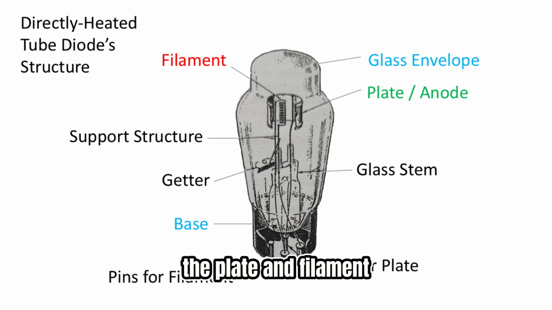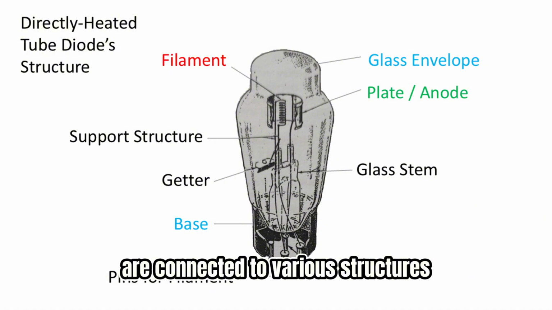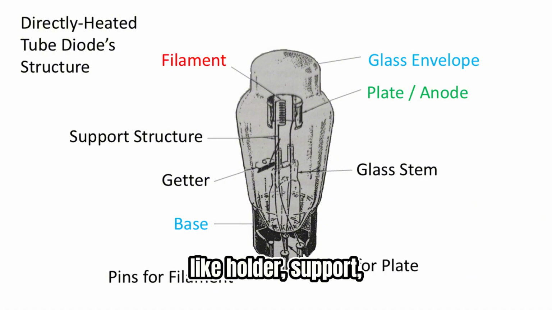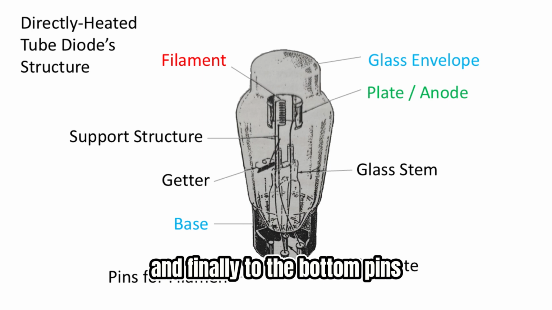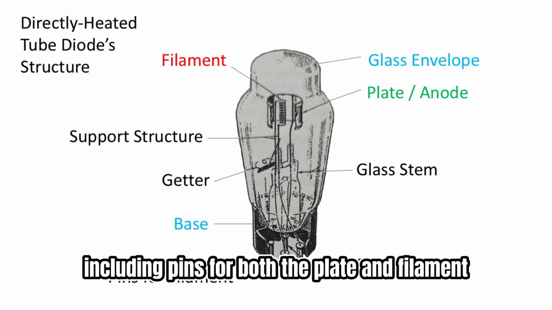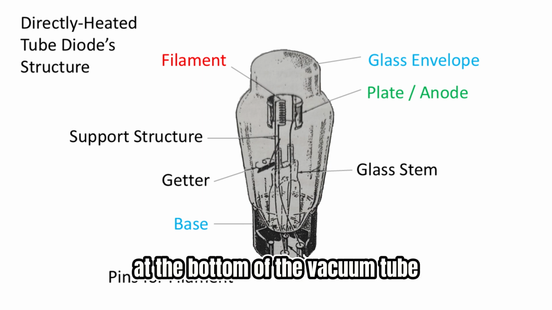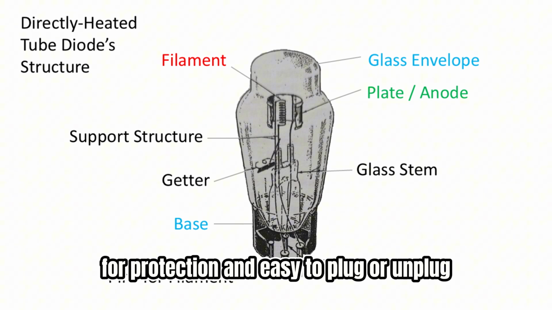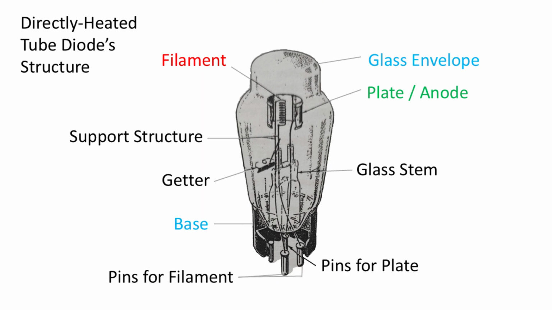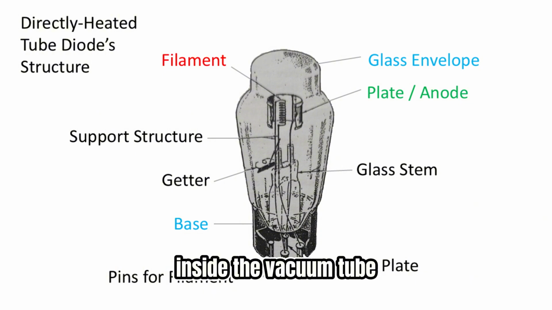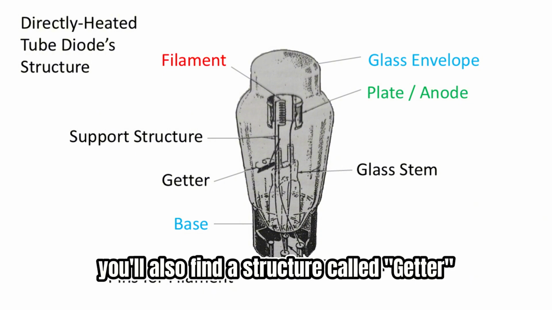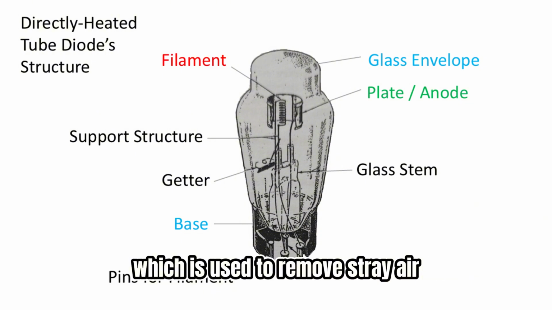The plate and filament are connected to various structures like holder, support, and finally to the bottom pins, including pins for both the plate and filament. A base is usually installed at the bottom of the vacuum tube for protection and easy to plug or unplug. Inside the vacuum tube, you also find a structure called getter, which is used to remove stray air.